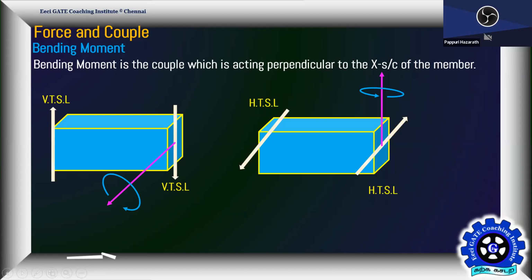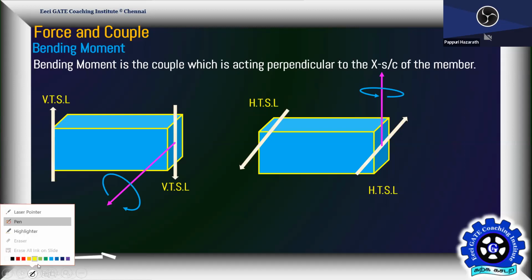Bending moment, twisting moment. Okay? What is meant by bending moment? Anyone tell me? What is meant by bending moment?